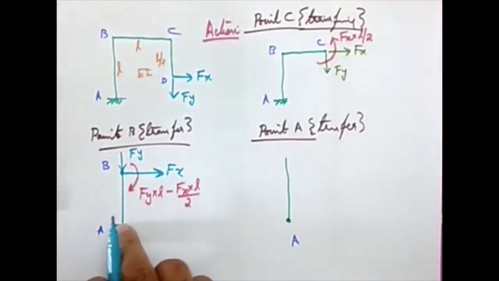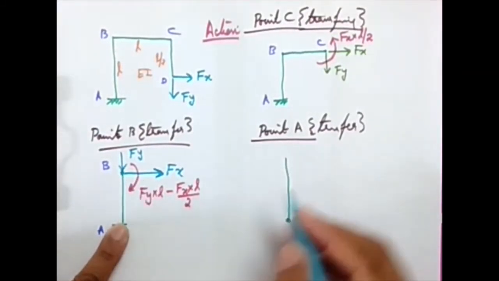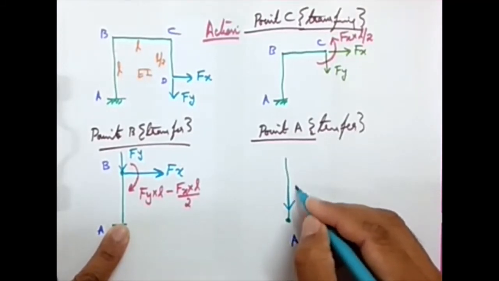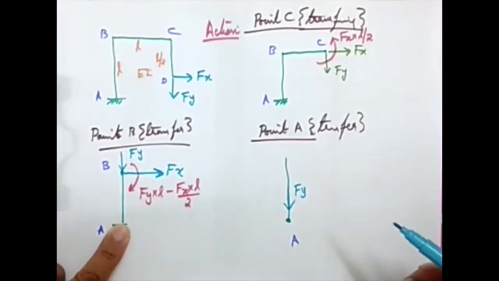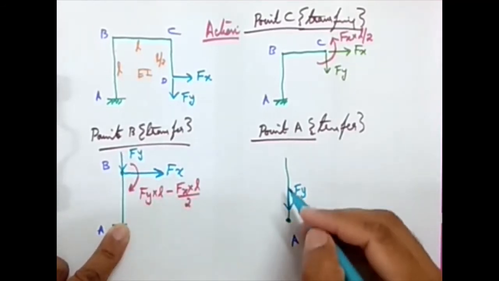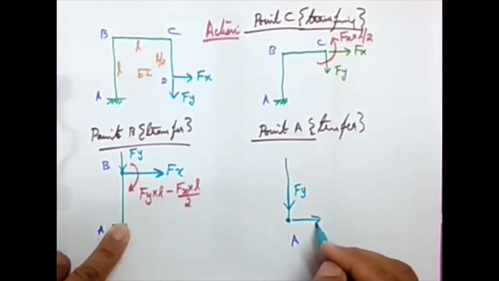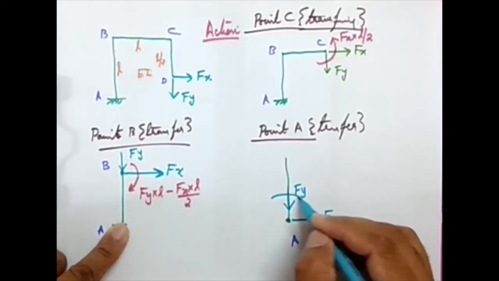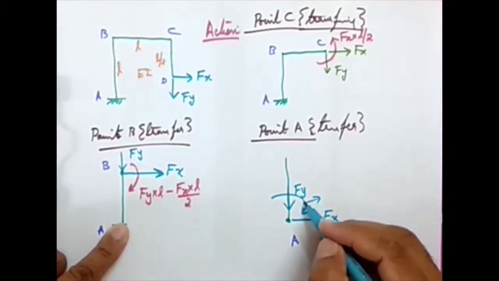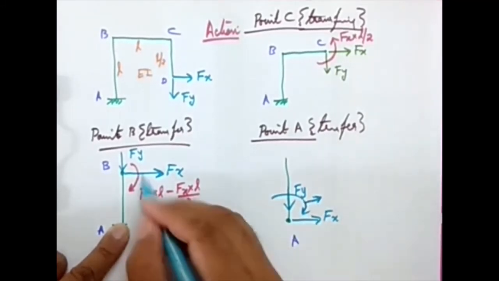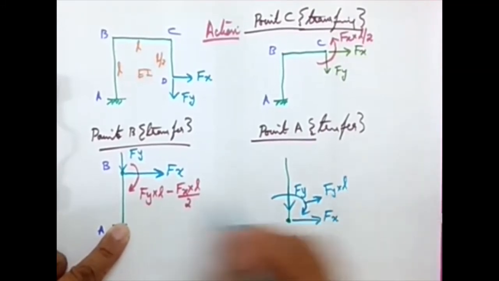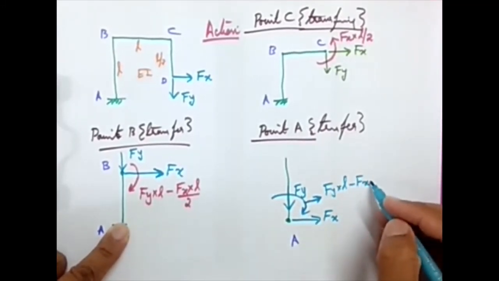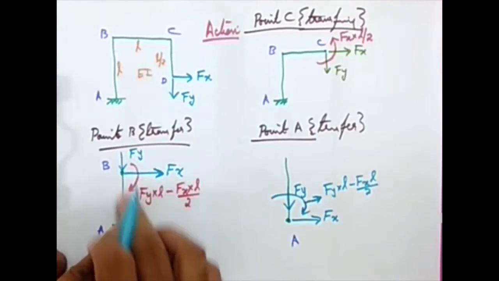If I consider this point, there is an Fy acting downward. I'm marking all the actions with this color and we'll see the reaction. So Fy, then there is an Fx. And what about the moment? This Fy times L, this moment part I can directly take here. So I'm plotting it like this, and the values I'm plotting here. So Fy times L minus Fx times L by 2, I directly took it here.